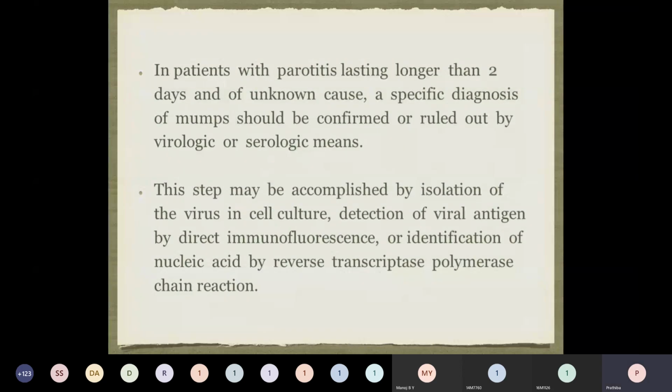In a patient with parotitis lasting longer than 2 days and of unknown cause, a specific diagnosis of mumps should be confirmed or ruled out by virologic or serological means. This may include isolation of the virus in cell culture, detection of viral antigen by direct immunofluorescence technique, or identification of nucleic acid by reverse transcriptase polymerase chain reaction, that is RT-PCR.